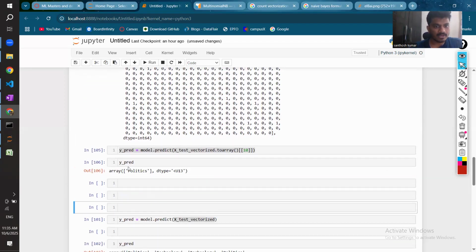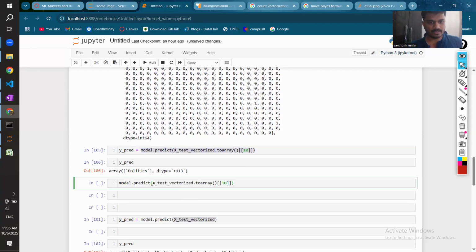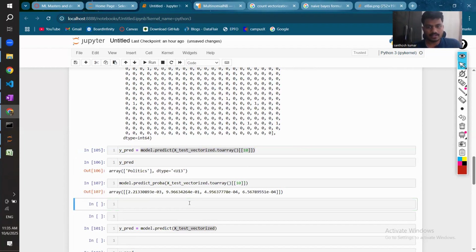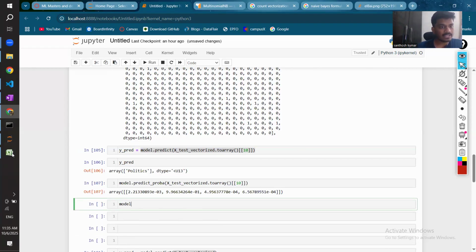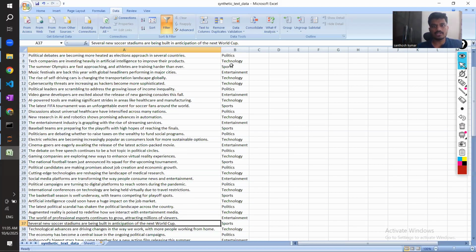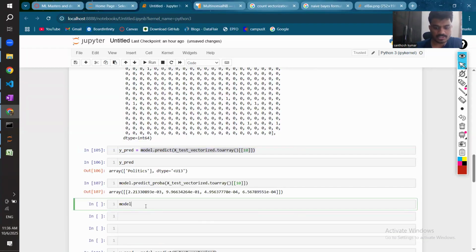Directly it is saying politics, but instead of doing that, if I do predict_proba, it gives me the probabilities. But which classes are these probabilities for? You cannot say directly, because there's no rule that the model considers technology first. So you should check model.classes_, which is an attribute.